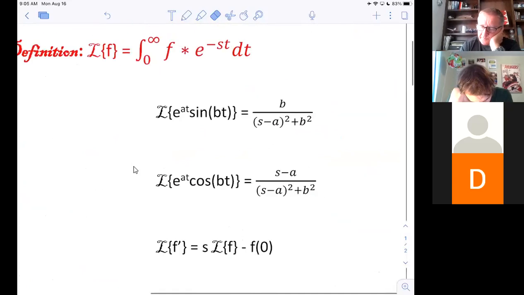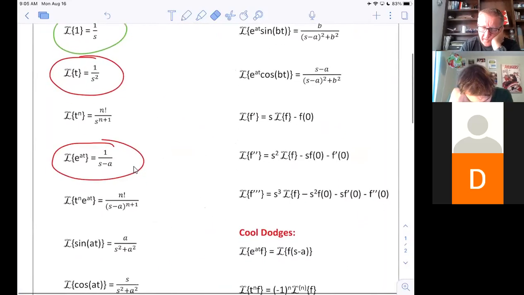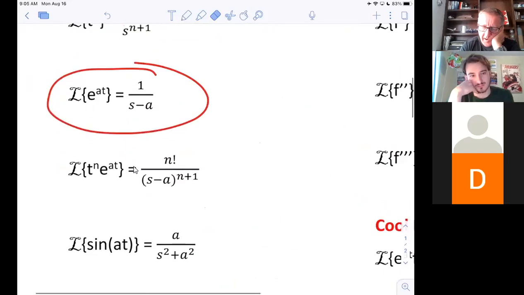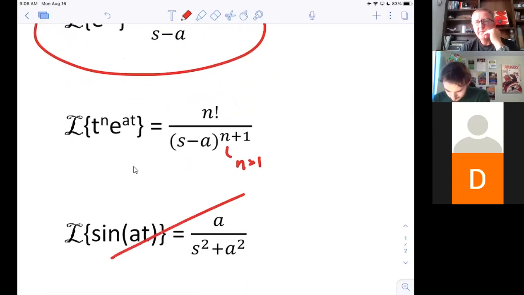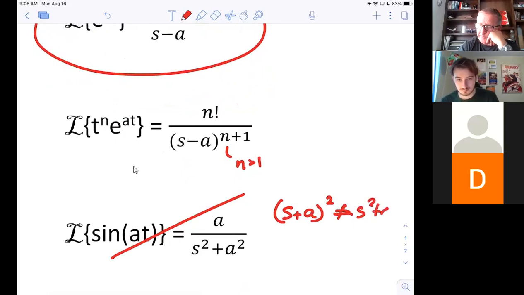Or is there another one that's even better? What about that? If n was 1, wouldn't that be s minus a squared? That's interesting. Notice, not this one. That's not the same, that's s individually squared. Again, if I say s plus a squared, that's not equal to s squared plus a squared, but I'm just reminding you. So that one's not right.